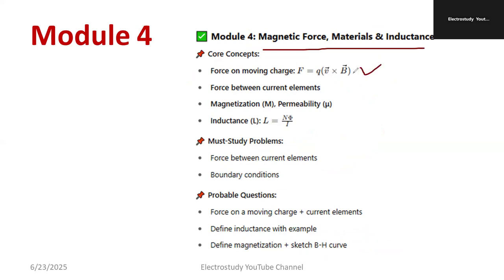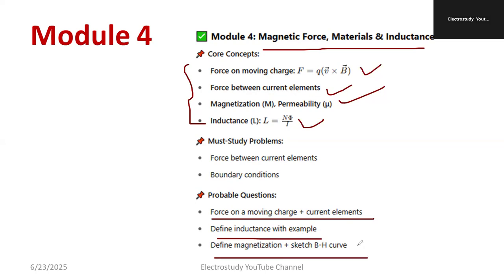F is equal to QVB sin theta, or Q into V cross B. Force between the current element, magnetization and permeability, inductance equations. These are the core concepts you have to focus on. If you focus on these core concepts, you can study the following questions: force on the moving charge, then define the inductance with example.